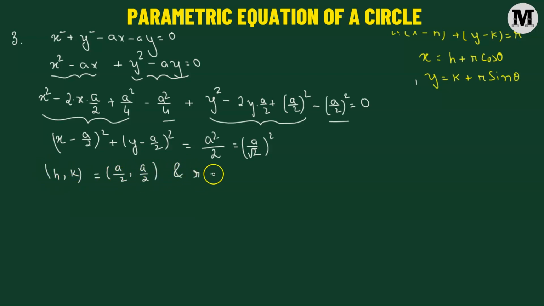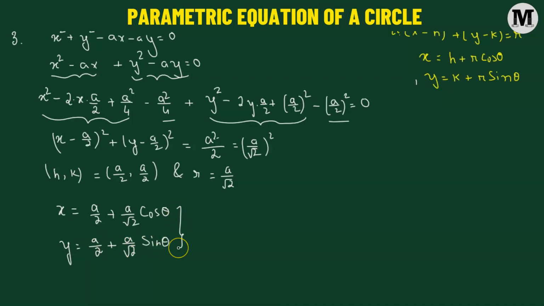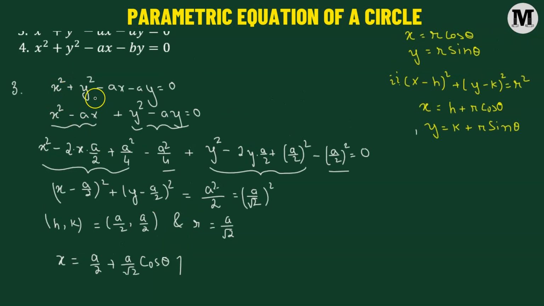And our radius is going to be a over square root of 2, which means that the parametric form will be x equals the h value added to the radius a over square root of 2 times cosine theta. And the y value is going to be equal to a over 2 plus a over square root of 2 times sine theta. So we've successfully parametrized the circle given by x squared plus y squared minus ax minus ay. Now let's go to the fourth equation.